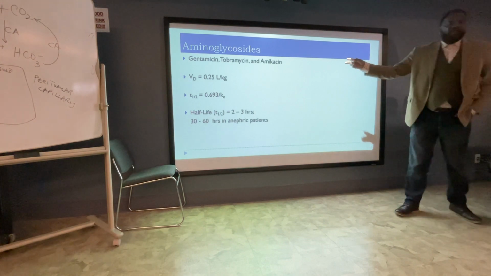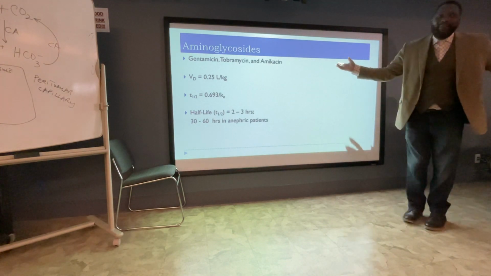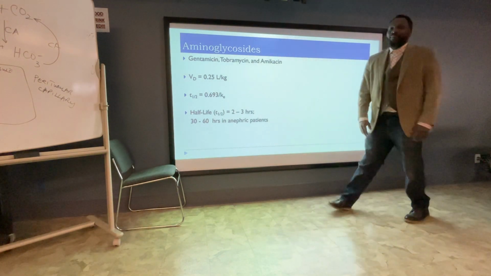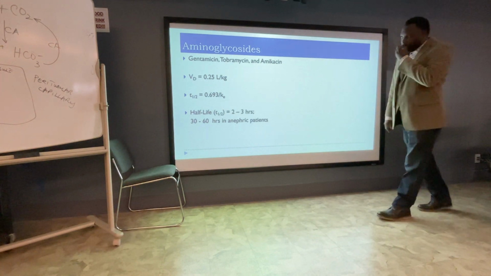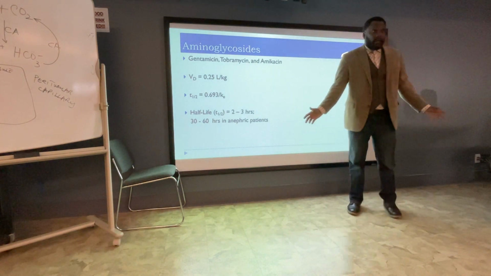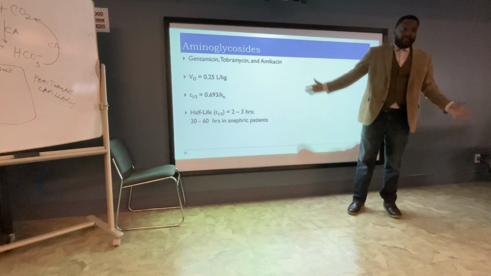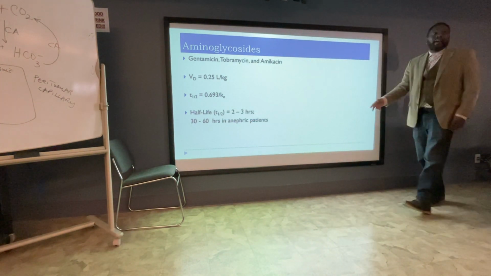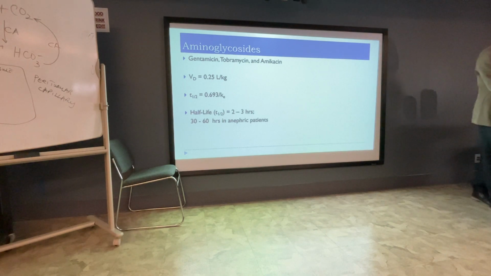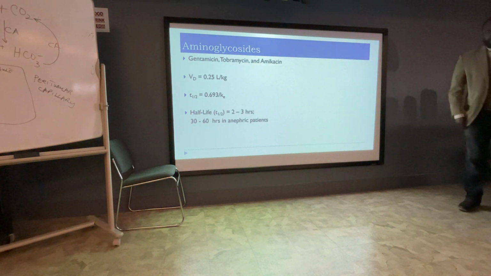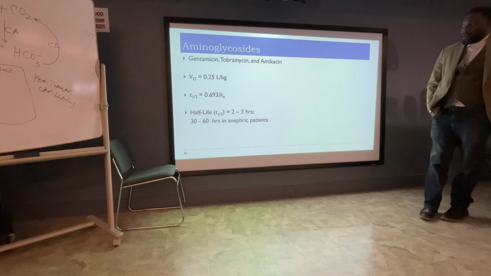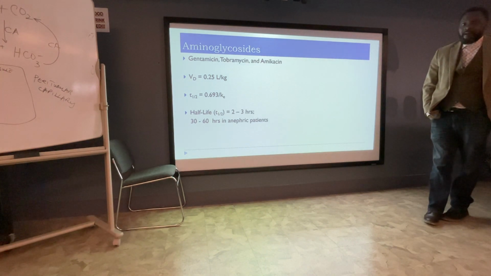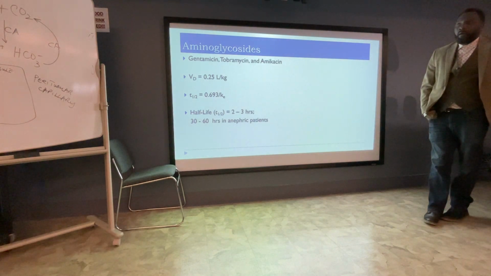So I know you see three drugs here, but really you only have to look at two, because gentamicin and tobramycin are pretty much the same. The rest of the pharmacokinetic profile is the same for all aminoglycosides. What I mean is volume of distribution. Their half-life is about the same. So do we need to know the pharmacokinetic profile for amikacin? No? What do you mean by that? Because you said those two are interchangeable and that one is different.